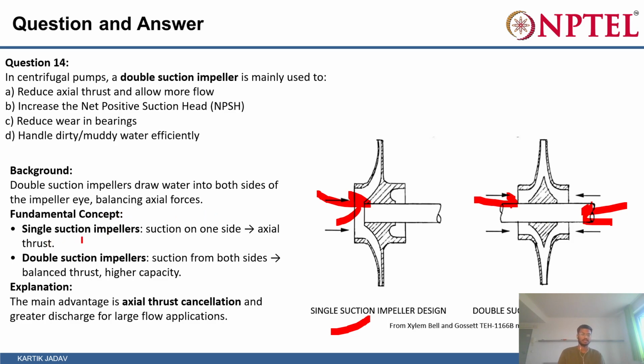And so generally single suction impeller, as water comes from one side, it causes axial thrust, while double suction impellers have suction from both sides, so balanced thrust and higher capacity. So generally double suction impeller maintains axial thrust cancellation and greater discharge for large flow application. So correct answer is option A.